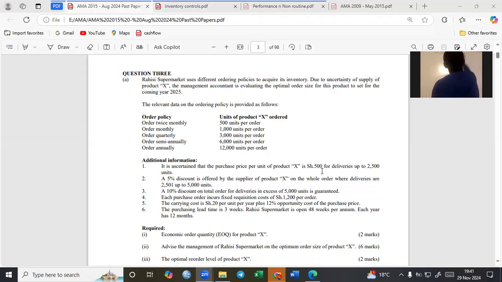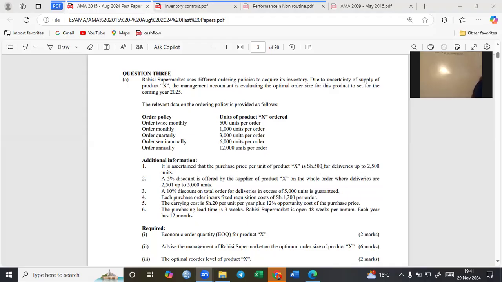Ravina Supermarket uses different ordering policies to acquire its inventory due to uncertainty of supply of product X. The management accountant is evaluating the optimal order size for the product to set for the coming year 2025. The relevant data on the ordering policy is provided as follows. We have order policy and units of product X ordered: order twice, monthly, quarterly, semi-annually, and annually.